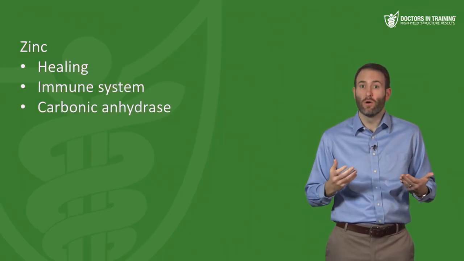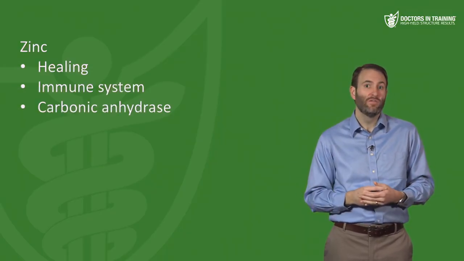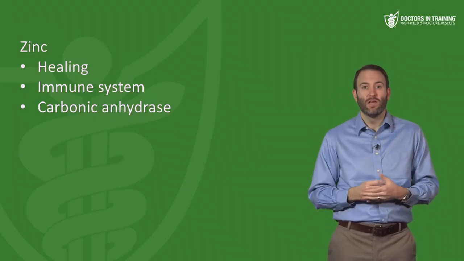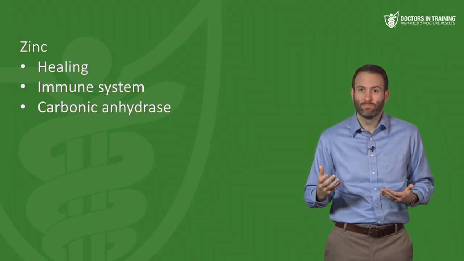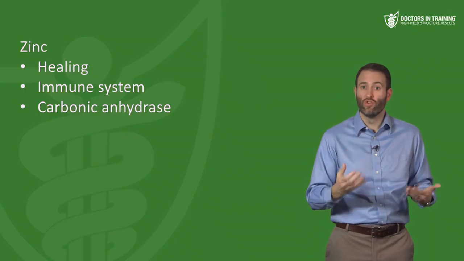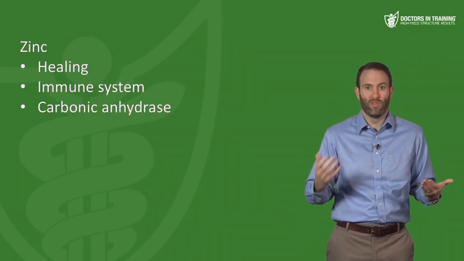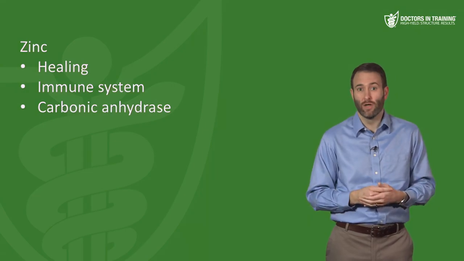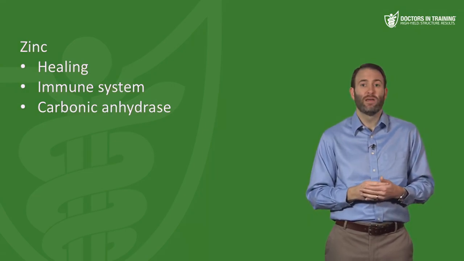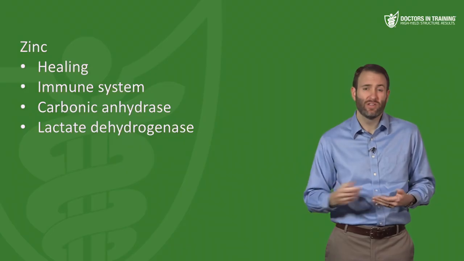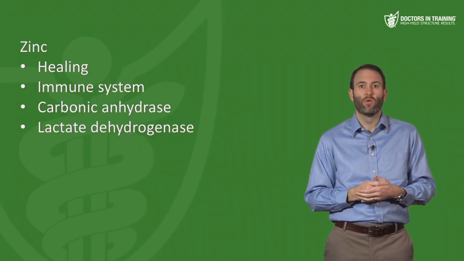Zinc is essential for carbonic anhydrase. So maybe you've seen that enzyme taking CO2 and converting it to a bicarb. Now we see that in the renal tubules and you see that in the red blood cells as well. Carbonic anhydrase is everywhere in the body essentially, and it requires zinc as well. Now the enzyme lactate dehydrogenase is also an enzyme that requires zinc as well.